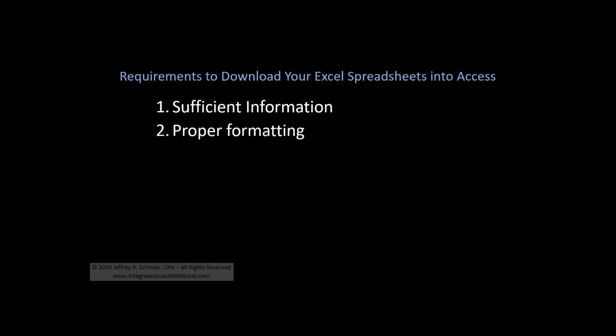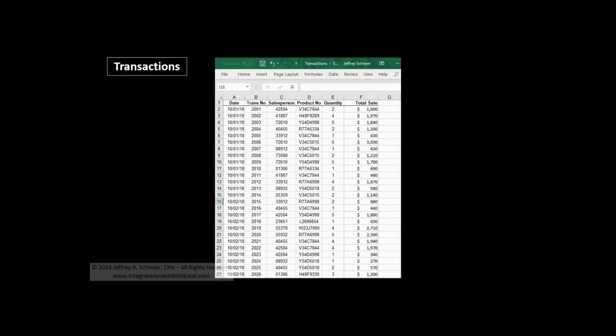Number 2, proper format. Make sure your data is in table format, which means records are in rows and the column headings show the different types of data in each row. You can't have data spread all around the spreadsheet because Access won't be able to import it. It has to be organized and neatly lined up in table format.